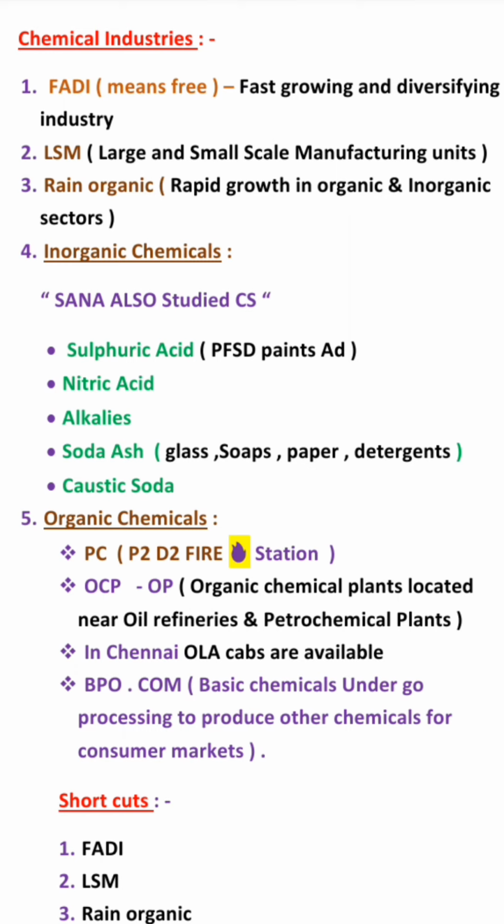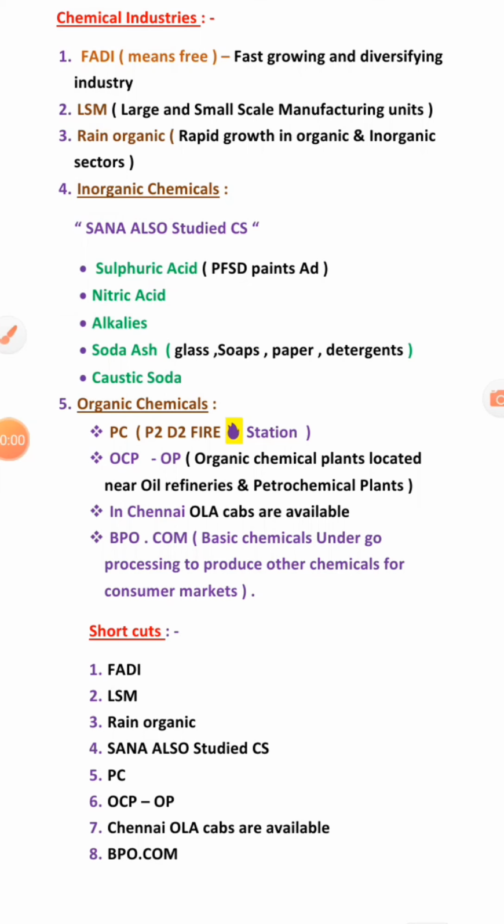Then soda ash. Soda ash is used to manufacture glass, soaps, paper and detergent. So how do we remember? Let's see. If you want to drink soda, you pour it in a glass, right? So glass is needed. Before pouring it in the glass, soap is necessary to wash the glass.